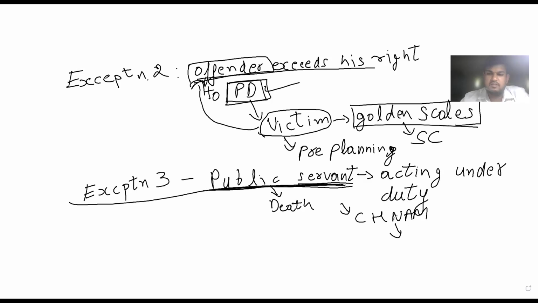Now whether the punishment will be of 10 years, mostly it is of 10 years only. Whenever culpable homicide not amounting to murder is proved, then it is 10 years punishment.